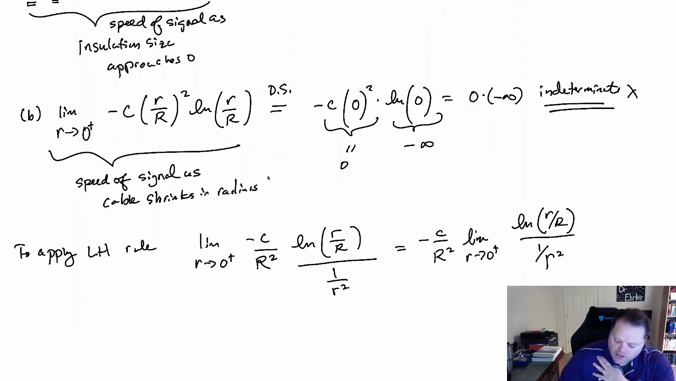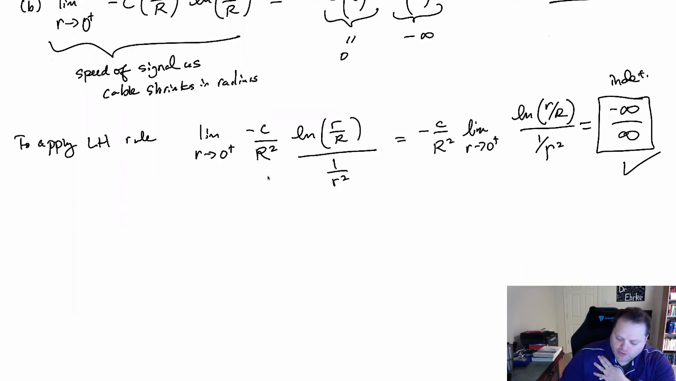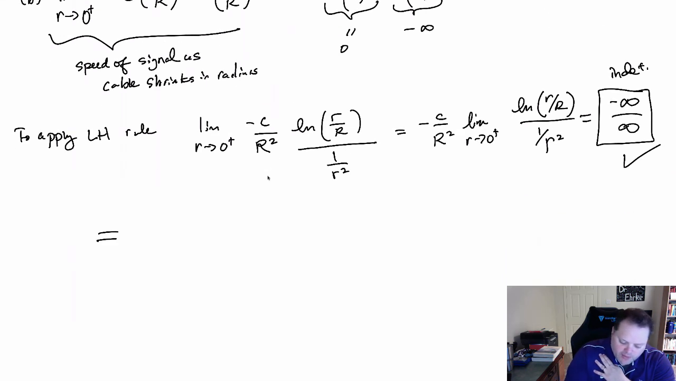And if I plug in 0 once again, I get negative infinity on top. If I plug 0 into the bottom, I get positive infinity. This is the correct indeterminate form for us to apply L'Hopital's. So if I apply L'Hopital's rule now, I'm looking at this form here. I've got minus c over r squared. I'm taking the limit as r approaches 0 from the right.